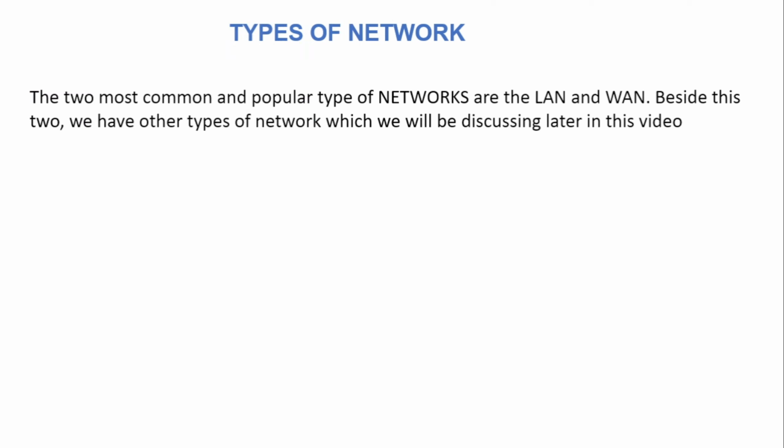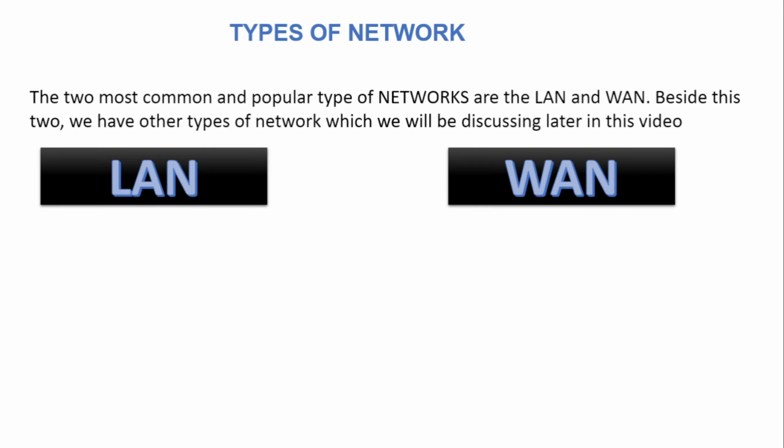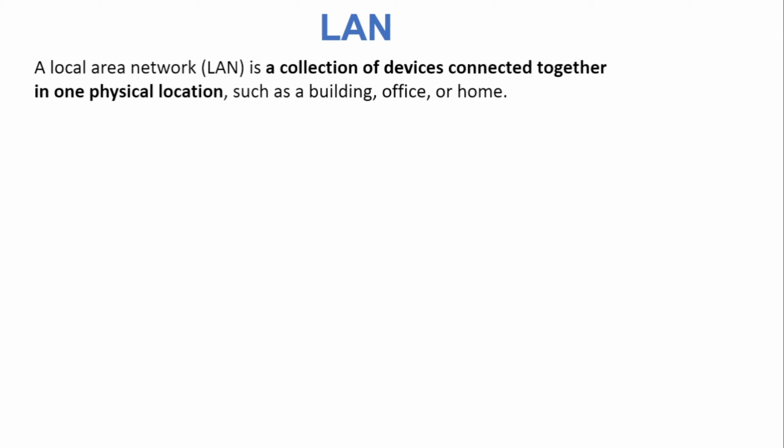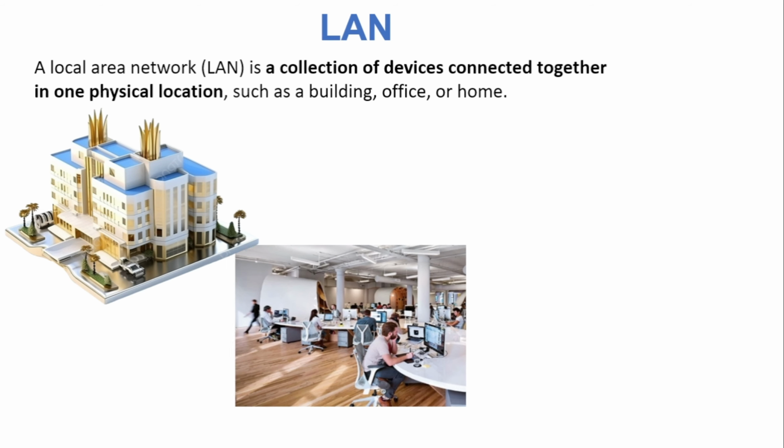The two most common and popular types of networks are the LAN and the WAN. Besides these two networks, we have other networks which we'll be discussing later in this video. The first type of network we're looking at today is the LAN. A LAN, or local area network, is a collection of devices connected together in one physical location, such as buildings, offices, or homes.